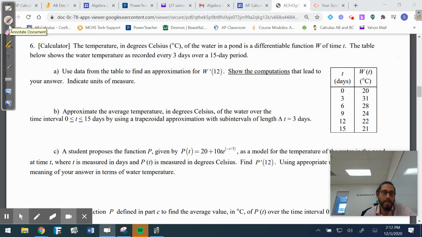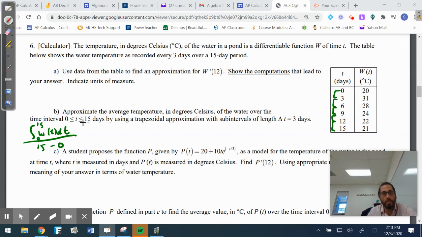All right, B, approximate the average. Oh, that word average: integral divided by the interval, right? You better be doing it at home. So that's integral divided by the interval. So I got to do the integral of W of t, and they don't give me a W. So how, Mr. T, how am I supposed to do this if they don't give me an interval? Well, they tell you to use a trapezoidal approximation of 3 days. Oh, sweet, 3 days. How convenient, right?